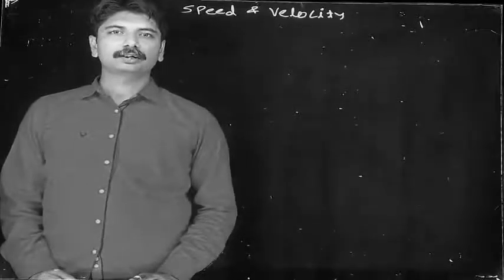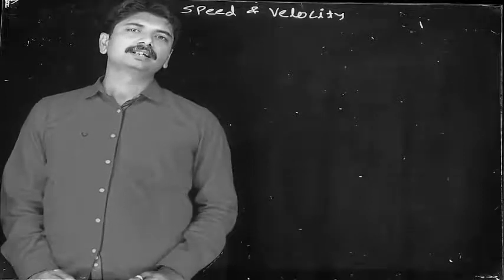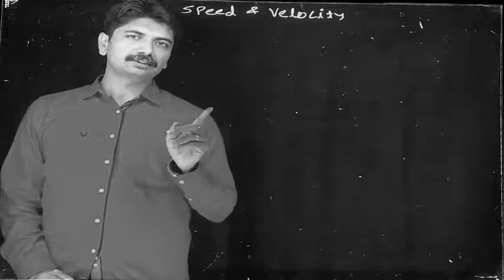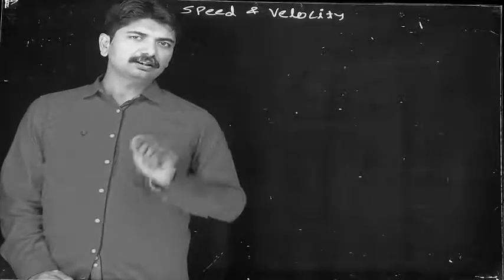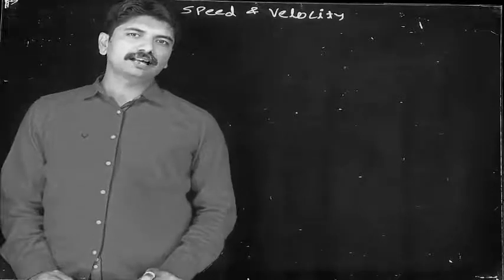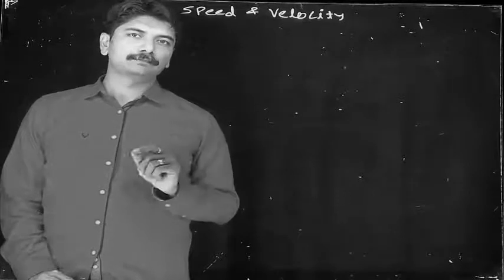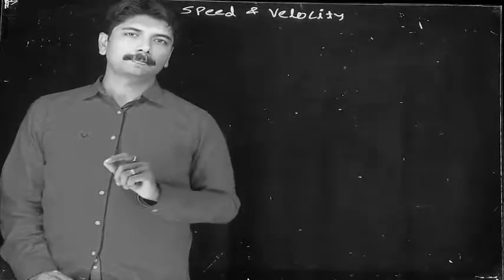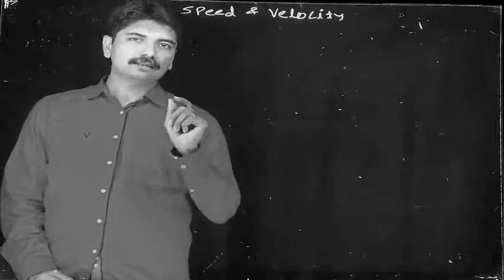Hello, today we are going to talk about speed and velocity. In the last lecture we talked about rest and motion. After that we talked about displacement and distance. In the lecture in which we talked about rest and motion, we said that rest and motion are never absolute. We always measure them with reference to something. That particular reference we called the frame of reference.